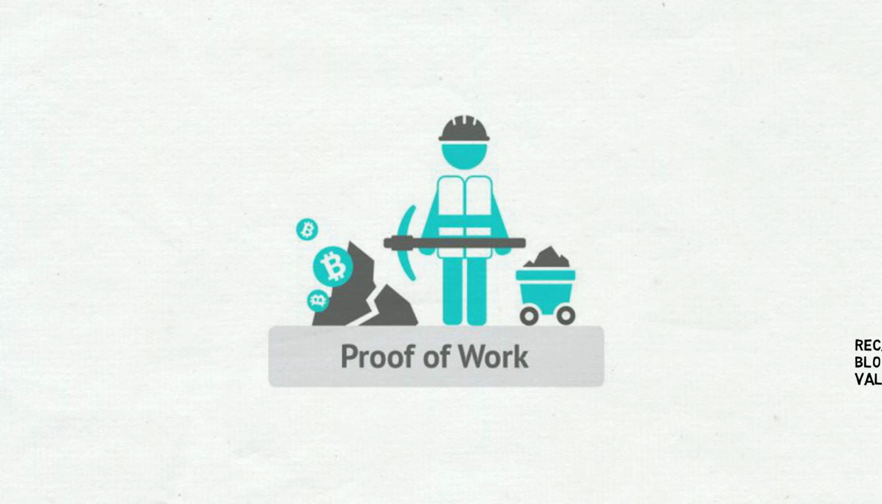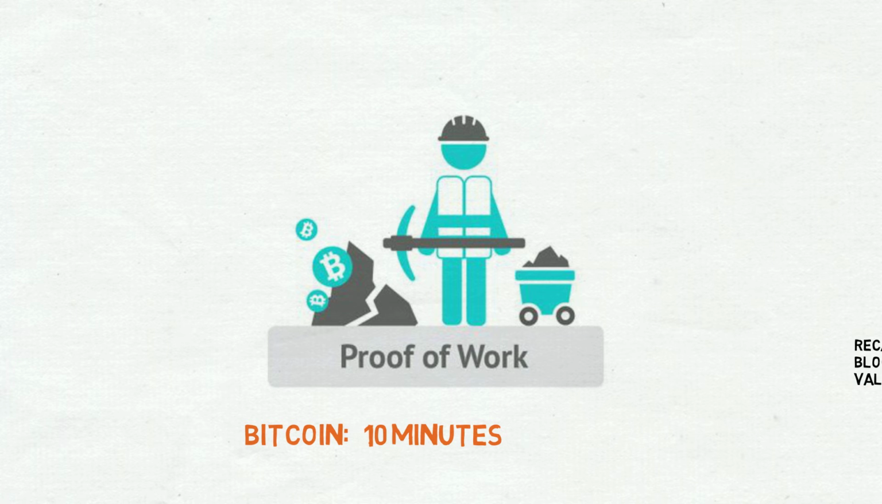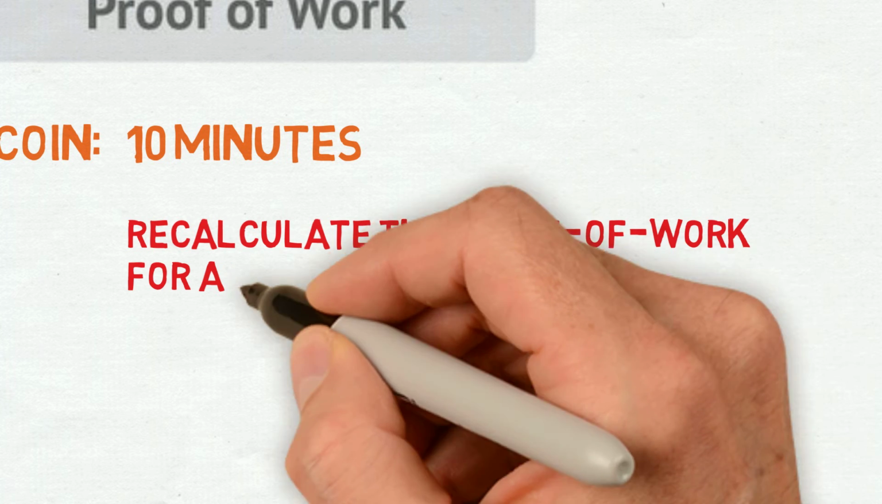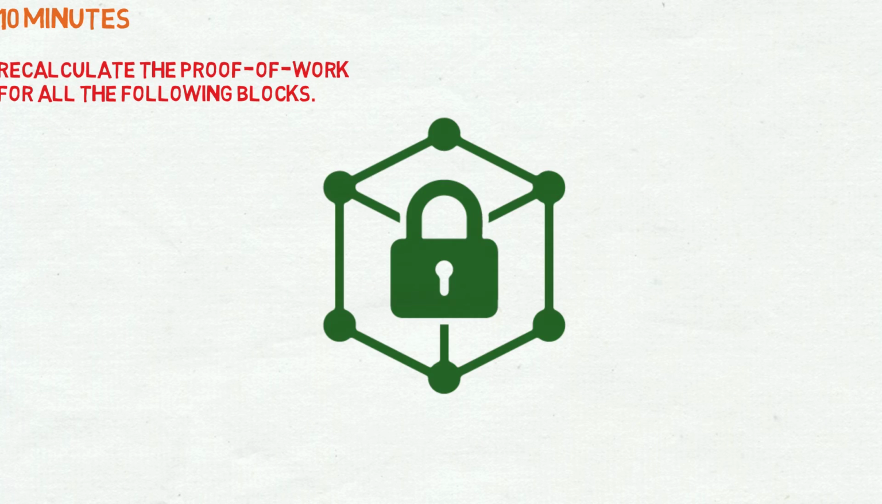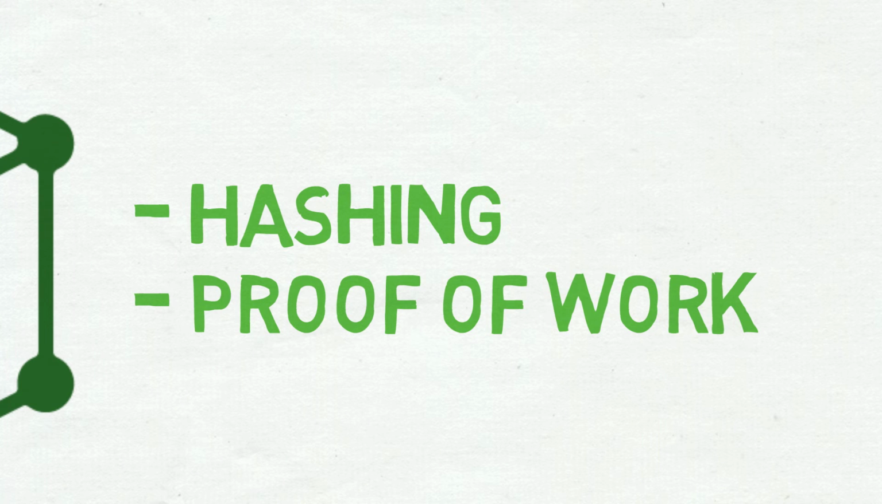It's a mechanism that slows down the creation of new blocks. In Bitcoin's case, it takes about 10 minutes to calculate the required proof of work and add a new block to the chain. This mechanism makes it very hard to tamper with the blocks. Because if you tamper with one block, you'll need to recalculate the proof of work for all the following blocks. So, the security of a blockchain comes from its creative use of hashing and the proof of work mechanism.